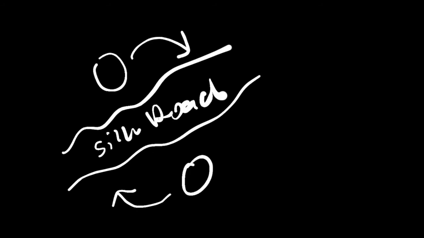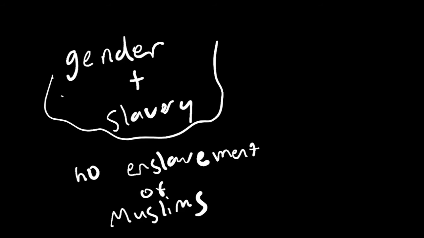Now, looking at slavery, Muslims were banned from enslaving themselves or people of other religions. Slaves, however, did come from places such as Africa and Kievan Rus.